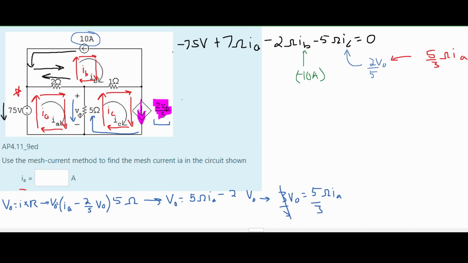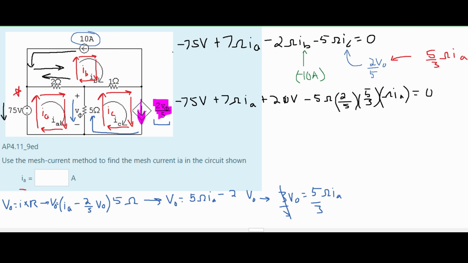Now looking back at our main formula, I'm going to plug everything in. So we know we have a negative 75 volts plus 7 ohms times I subscript A, and then we have a minus 2 times a minus 10, so we're going to have a plus 20, and we have ohms times amps, so this is volts. We have 20 volts right here. And then we have a minus 5. I'm actually just going to write this out the long way. We have minus 5 ohms times our 2 over 5. This is being multiplied by our 5 over 3 ohms times I of A. And I'll just put this in parentheses, all equal to 0.